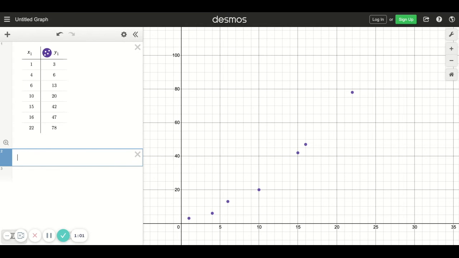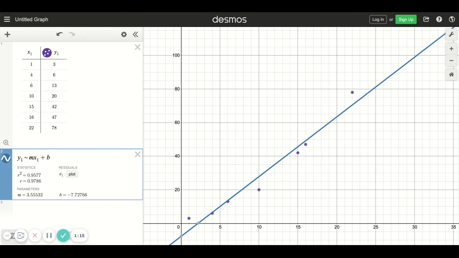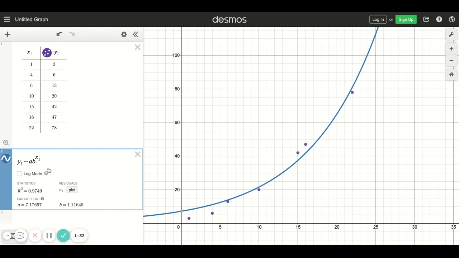Next, I'm going to type in and check the correlation coefficient. So I'm going to go Y1, then shift and right above the tab for that similarity sign, and then I'm going to go mx1 plus b. And I'm looking at my correlation coefficient over here, where r is 0.9786. So we're going to remember that, 0.9786. Now I'm going to go back and switch this to an exponential and see what that does to my correlation coefficient.